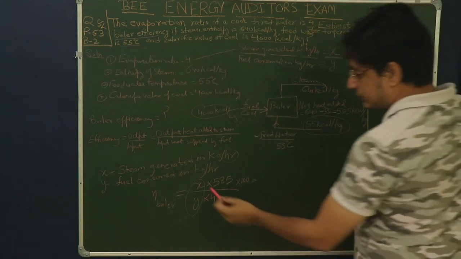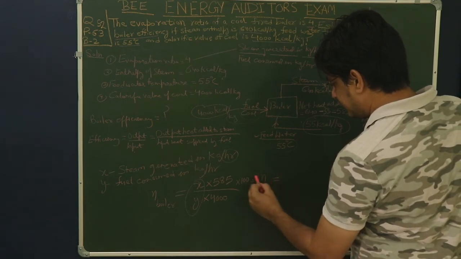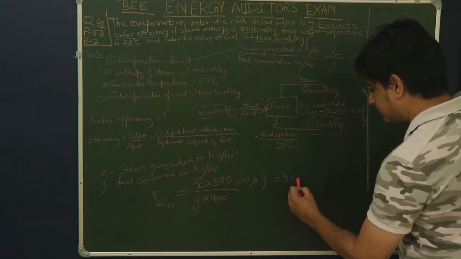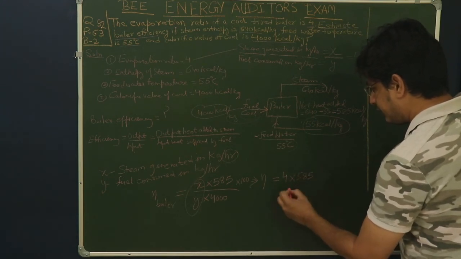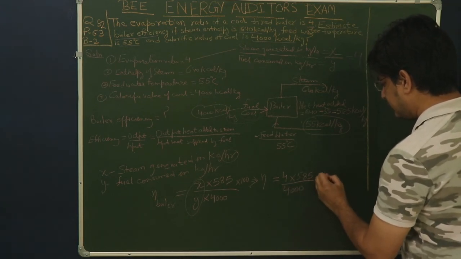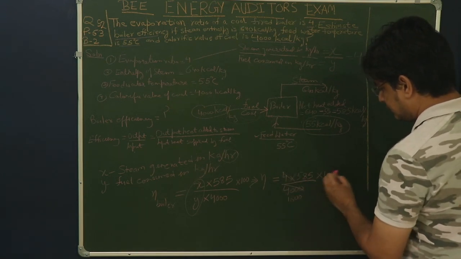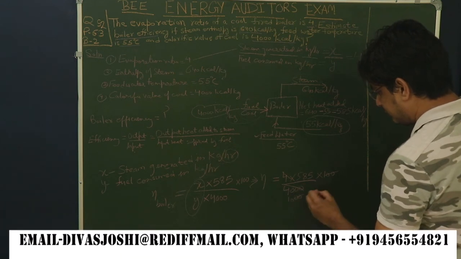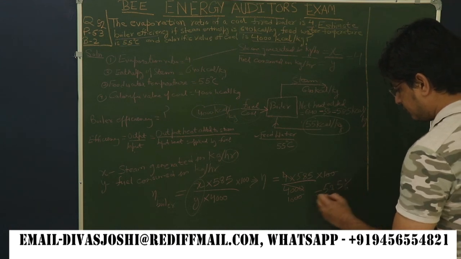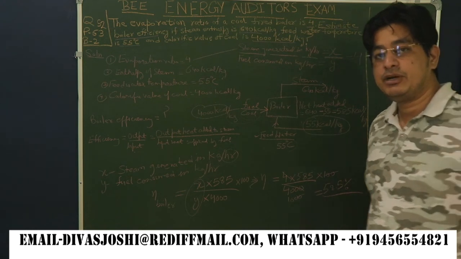So I will substitute the value of X upon Y in this equation, and finally the efficiency will be calculated as 4 multiplied by 585 divided by 4000 multiplied by 100. So you can easily see this cancels out. So finally your answer will be 58.5%. So friends, our answer will be 58.5%.